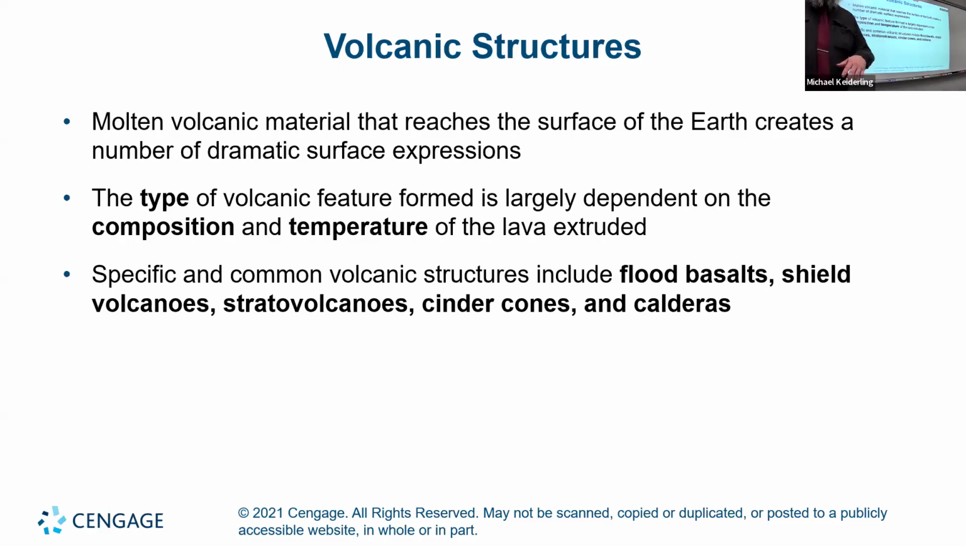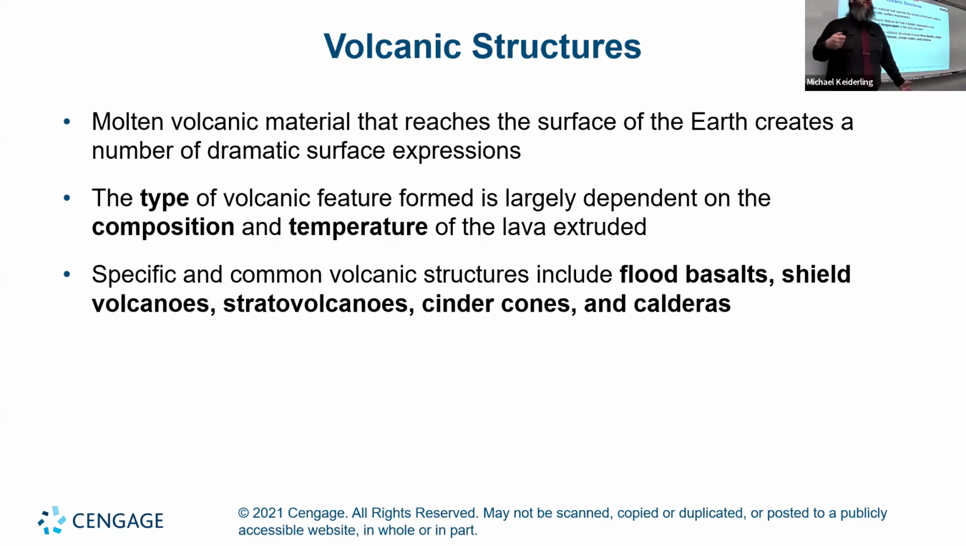Shield volcanoes, which are less steep, very broad volcanoes that form from basaltic lava. Stratovolcanoes, which are sort of the traditional volcano you think of when you think volcano, tall, steep sides. They form from alternating layers of pyroclastics that get glued together with lava flows. And then there's cinder cones, which are small, steepish volcanoes that are made primarily just of pyroclastics.